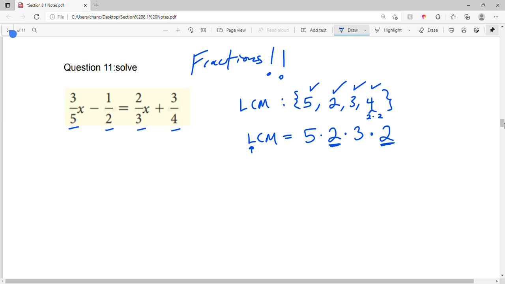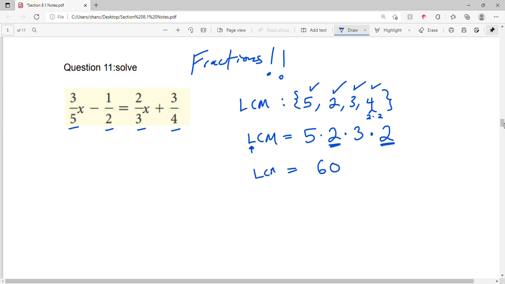I want to find a number that's the smallest possible that's divisible by all 4 of these numbers. So I'm going to use a 2 here because we already have a 2 from the previous part to be divisible by 4. Now we can multiply all this out to get our LCM, and that's going to be 60.